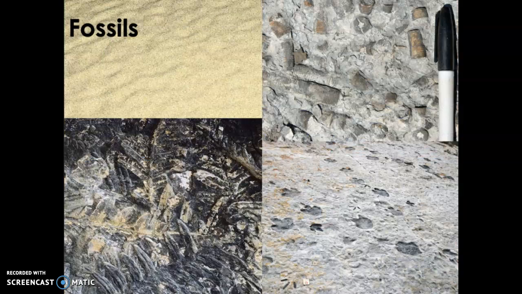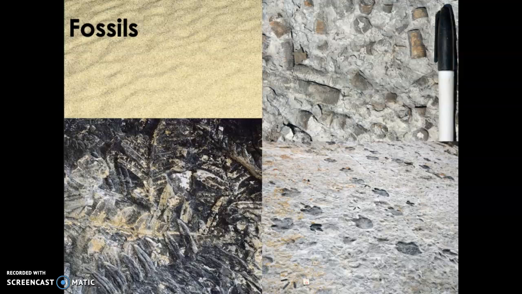The other thing that we can look for and look at are fossils, and fossils are evidence of past life. So I only have one fossil slide in here. There's some more information in your textbook, but you can see there's a variety of things that count as fossils. So in the upper right, you can see there are little hard parts from some kind of organism. In this case, it's an organism that we call a crinoid that lives in the ocean.